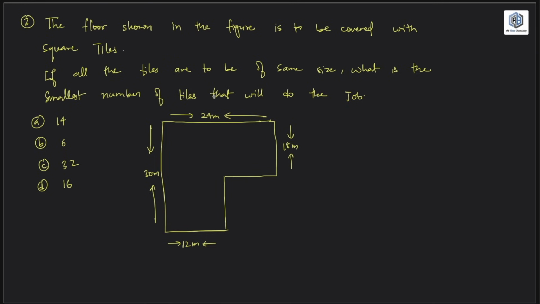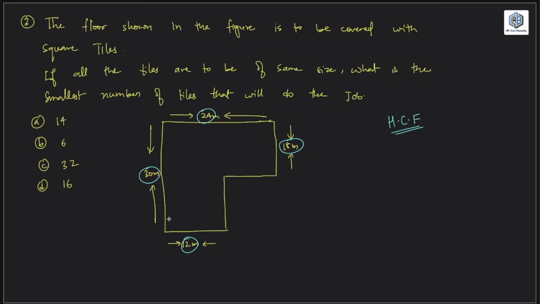Whenever you have certain things like this, you have to see those numbers. These numbers or the lengths which are given to you, you have to look for the highest common factor of them. A number which can divide all of them, the biggest number that can divide all of them, and that number will be the size of the square which can be used.